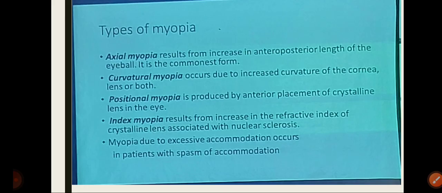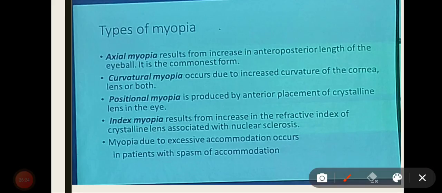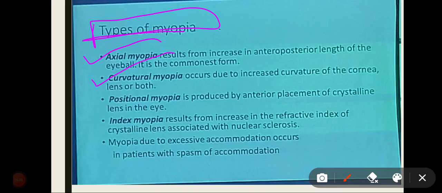So, what are the types of myopia? The types of myopia are axial myopia, curvatural myopia, positional myopia, and index myopia. Axial myopia results from an increase in the anterior-posterior length of the eyeball. It is the commonest form.